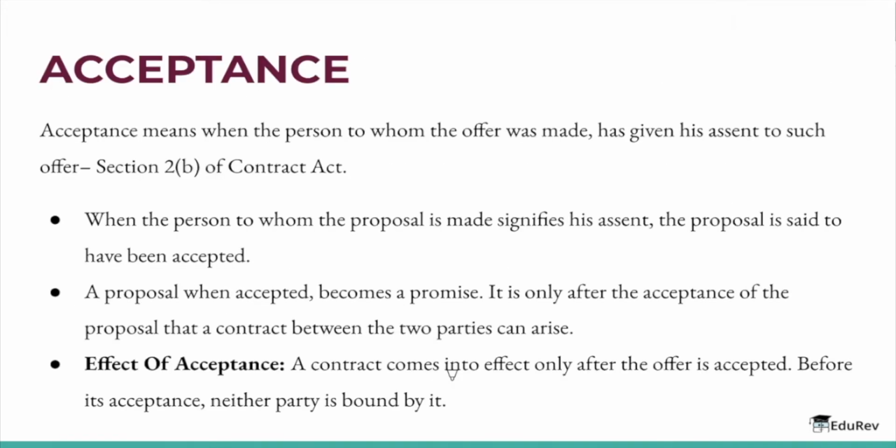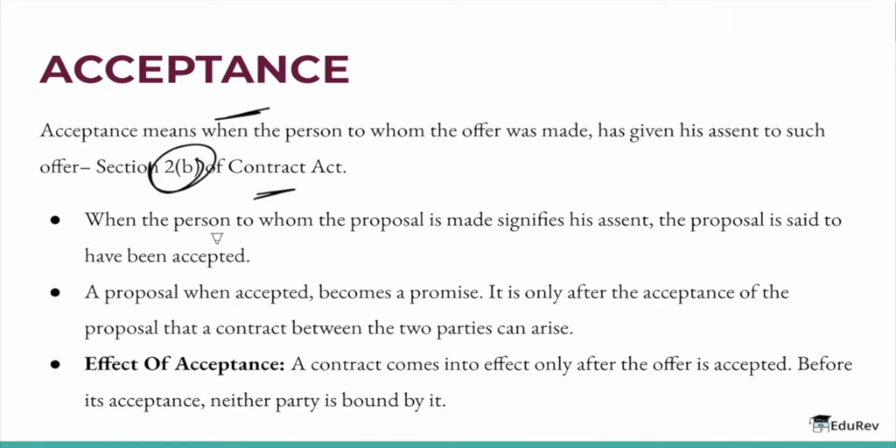Now, let's move on to another topic, that is acceptance. Acceptance means when the person to whom the offer was made has given his assent to such offer. Section 2(b) of the Contract Act talks about it. When the person to whom the proposal is made signifies his assent, the proposal is said to have been accepted. A proposal, when accepted, becomes a promise. It is only after the acceptance of the proposal that a contract between the two parties can arise.